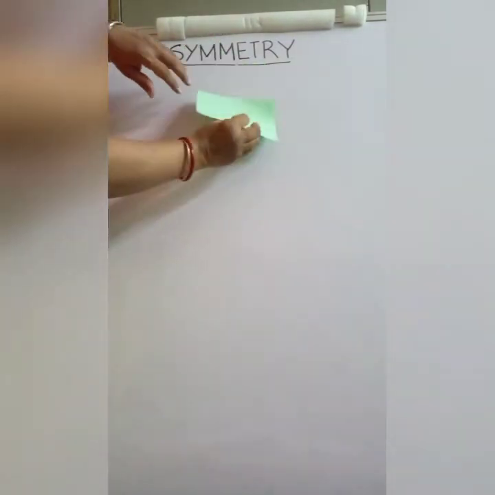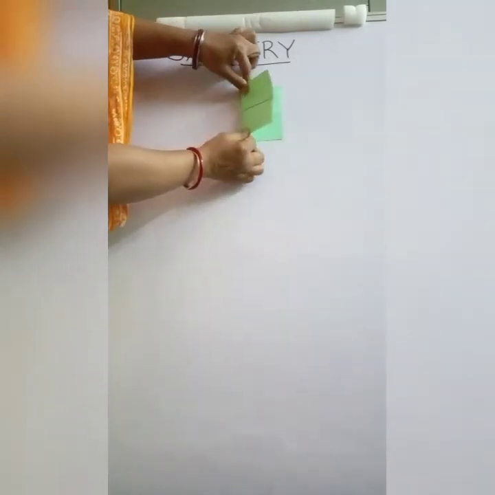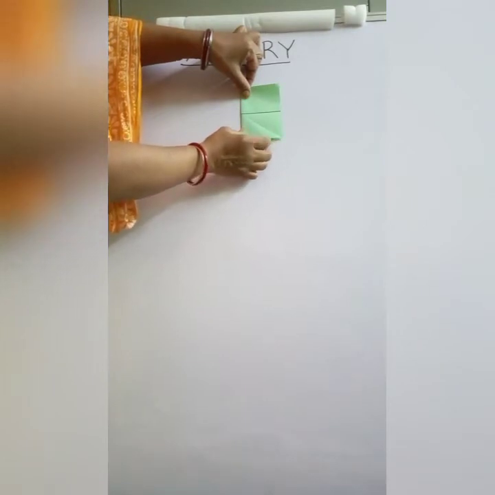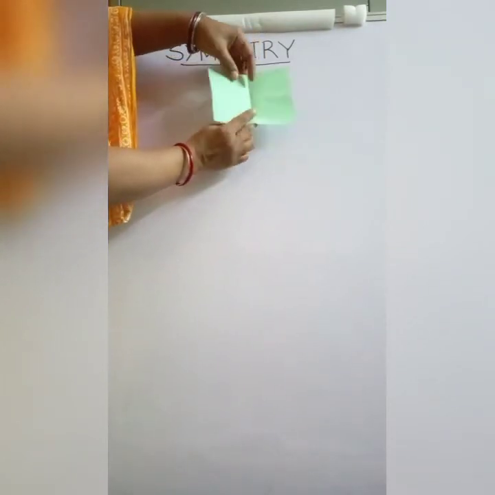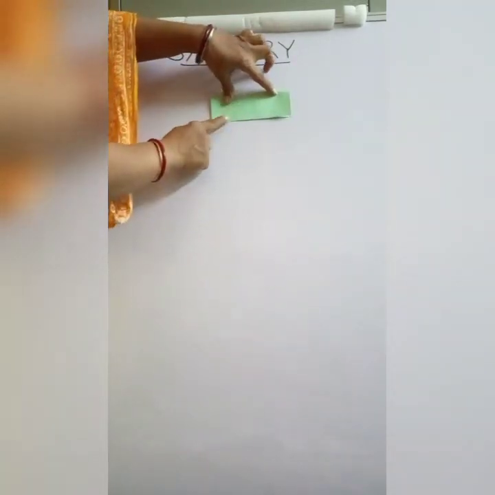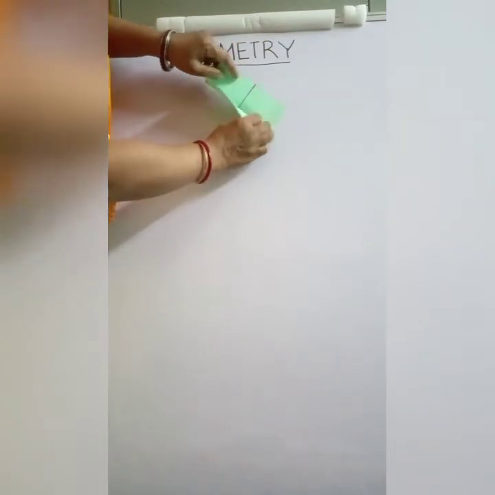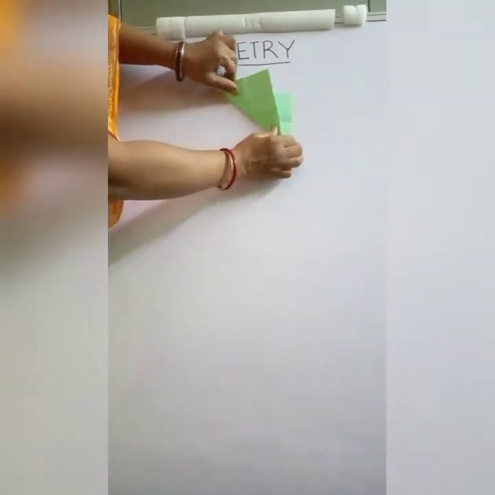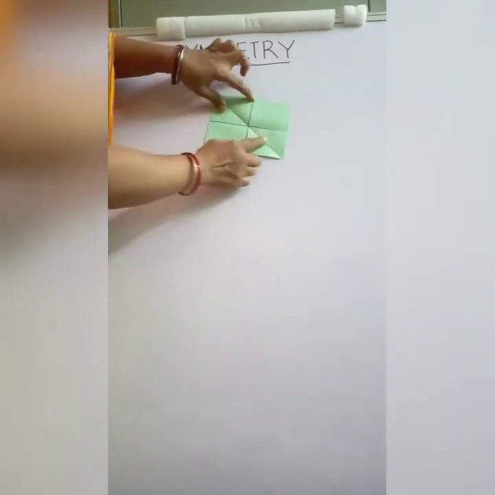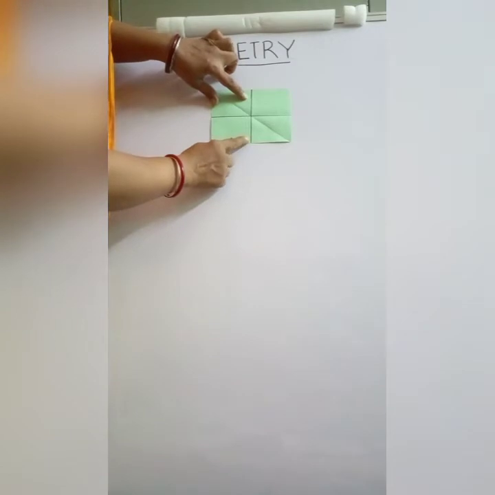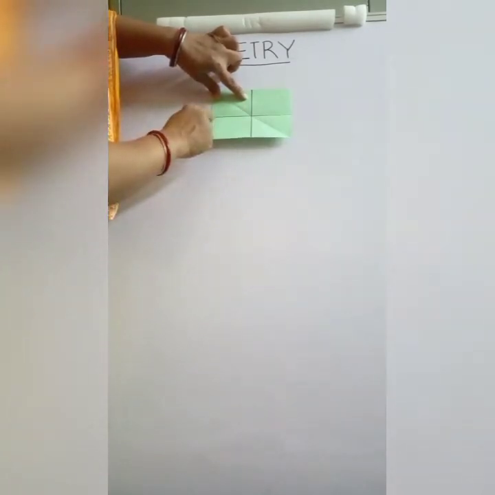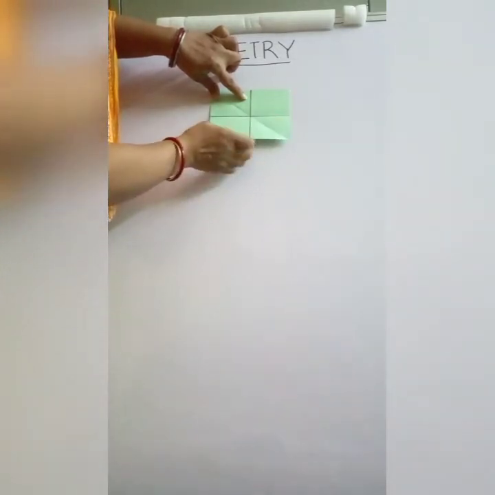Next shape is the rectangle. See, when we fold the rectangle like this, the two halves are overlapping. When we fold it like this, the two halves are overlapping. But if we try to fold it diagonally, they don't overlap. So a rectangle has only two lines of symmetry, one horizontally half and the second one vertical.